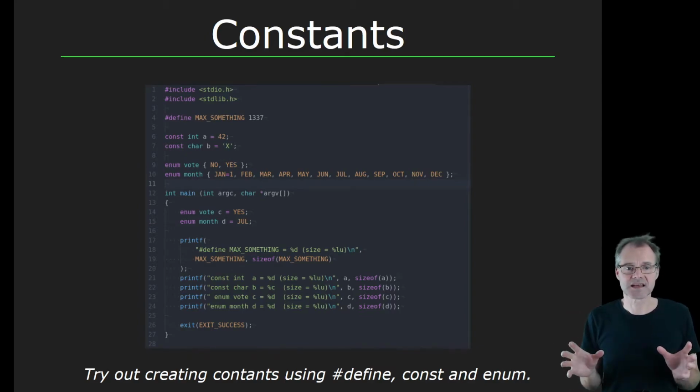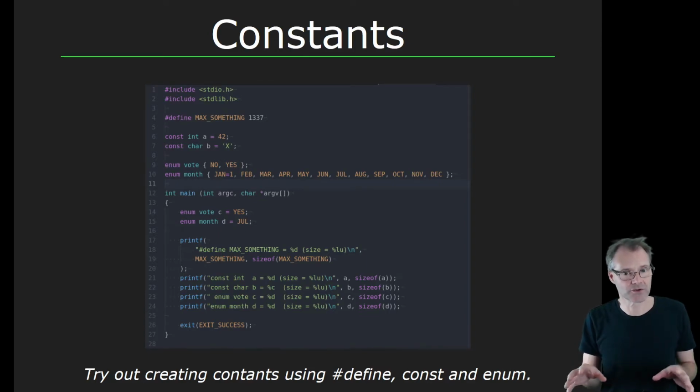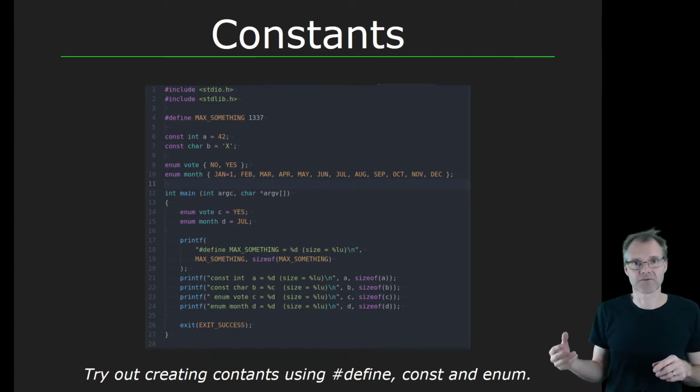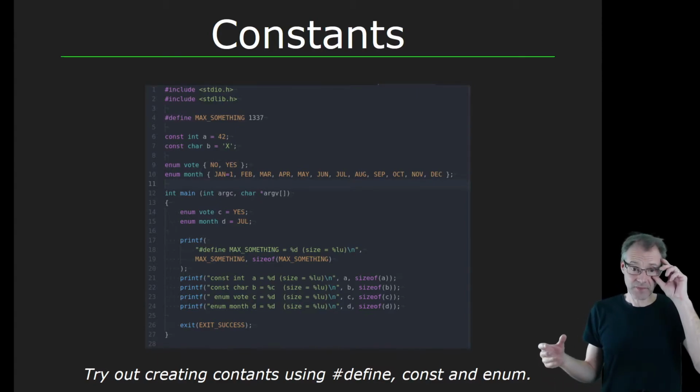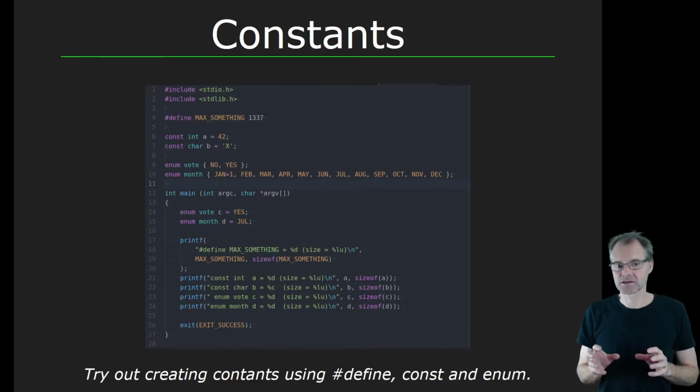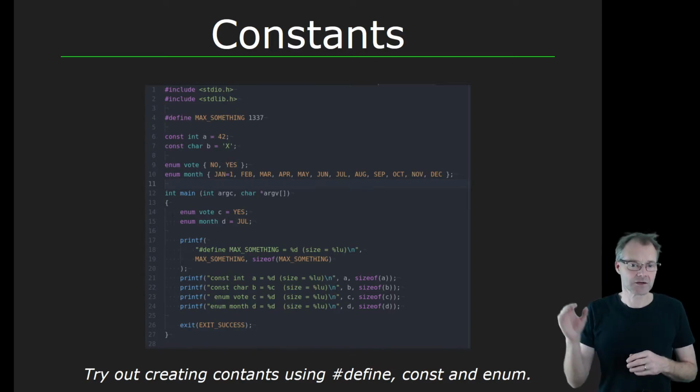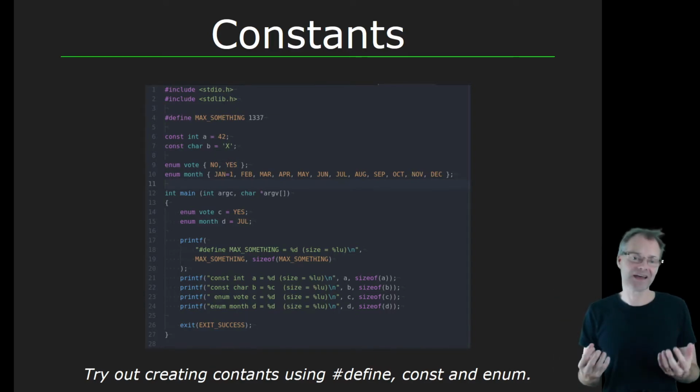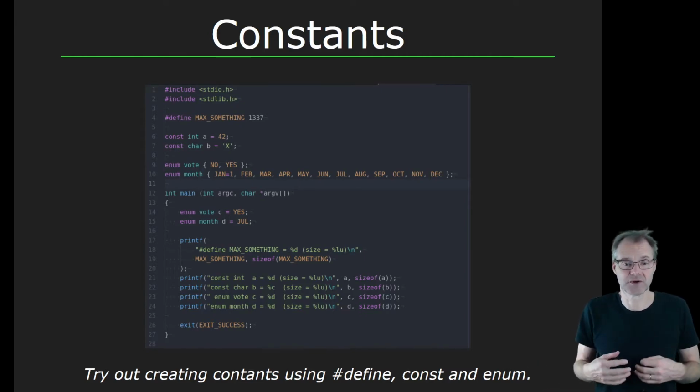Then on lines 6 and 7, we see a constant value. Here I'm defining two variables that are supposed to be constant, read-only, not to be changed, and I'm also initializing them with a constant expression. On lines 9 and 10, we see two examples of the enum, the enumerated type. On line 9, I'm defining a type called enum vote, and then I'm providing it with two values, no or yes, supposed to be some kind of voting system.